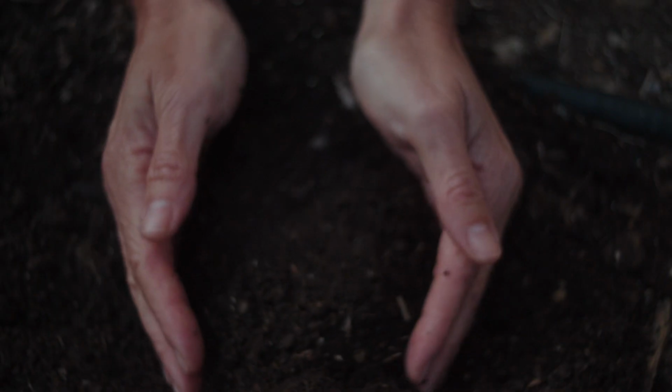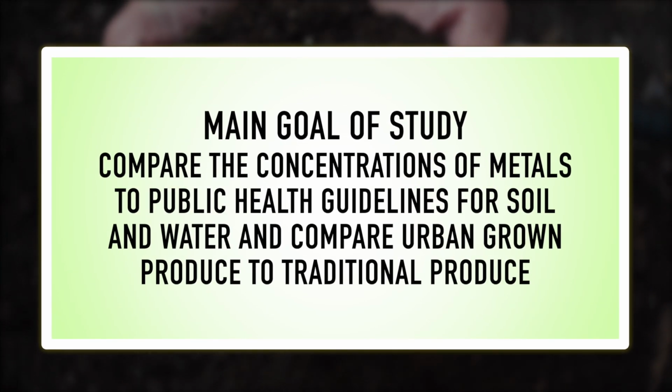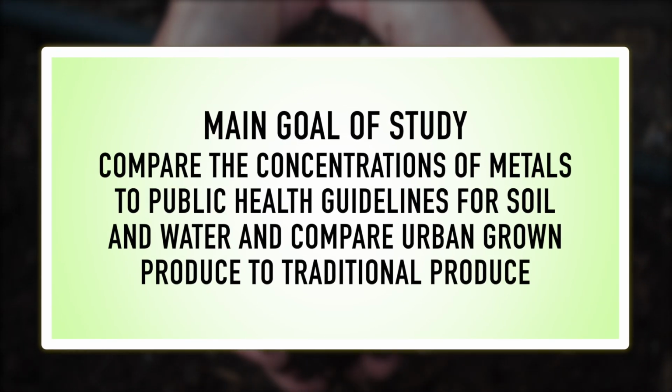They looked at 104 urban agricultural sites in the city of Baltimore. Specifically, they measured the concentrations of the following non-essential metals: arsenic, barium, cadmium, chromium, lead, nickel, and 3 essential metals: copper, manganese, and zinc in the soil, irrigation water, and the grown produce itself. Their objective was to compare the concentrations of these metals to public health guidelines for soil and water.